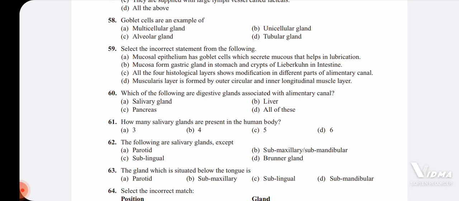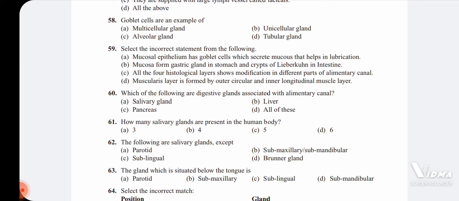So option A, B, C, all these 3 are correct statements. We shall check D. The muscularis layer is made up of outer circular and inner longitudinal. Actually it is outer longitudinal and inner circular muscle layer. So for question 59, the answer is option D, which is the incorrect statement.